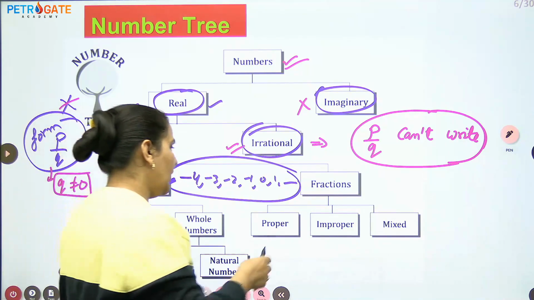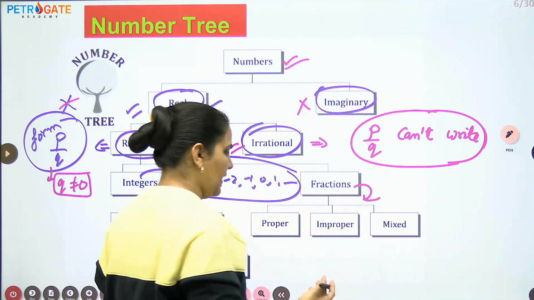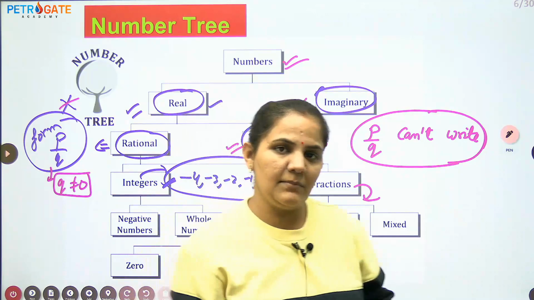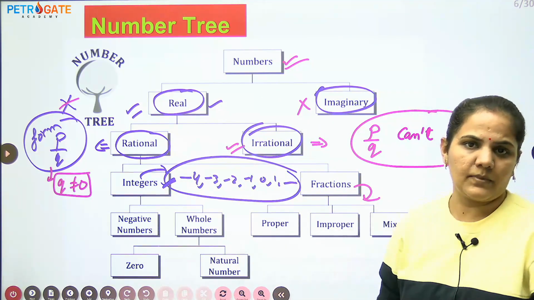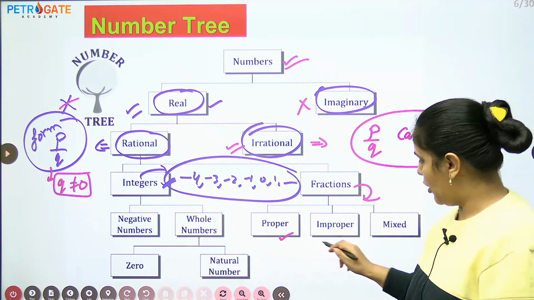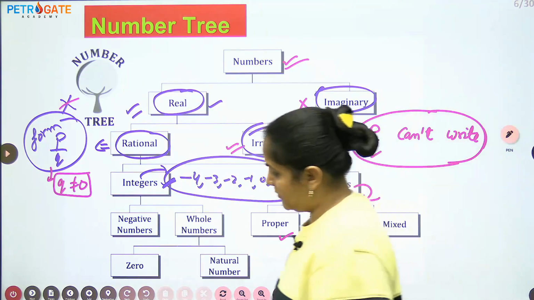Clear? When we talk about the fraction, guys, that we know very well, there are some numbers which we can write down in the form of a fraction. Fraction is the simple fraction, right? Fraction has three parts: proper, improper and mixed. It should be clear in your mind.